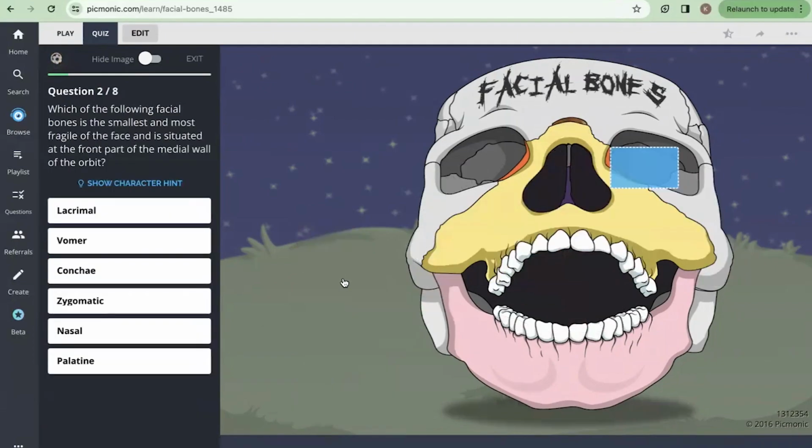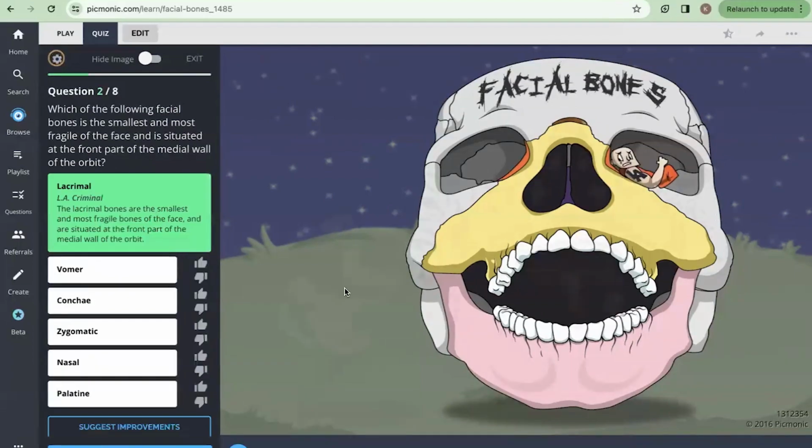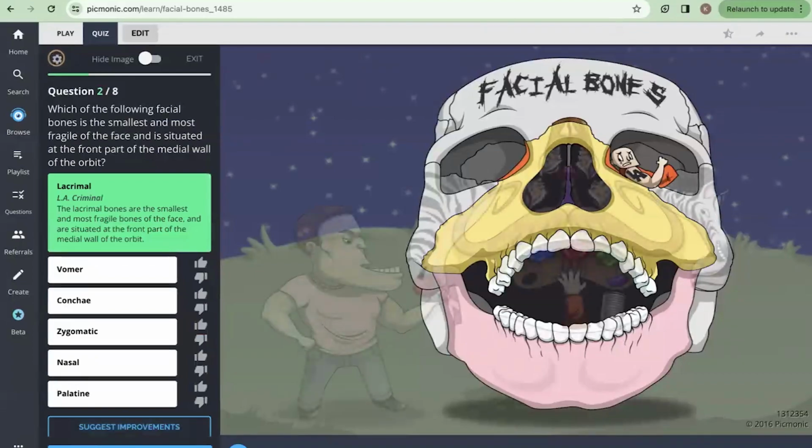To the next question, which of the following facial bones is the smallest and most fragile of the face and is situated at the front part of the medial wall of the orbit? Okay, so I just remembered the LA criminal Picmonic, so lacrimal. And we got it right. Next question.